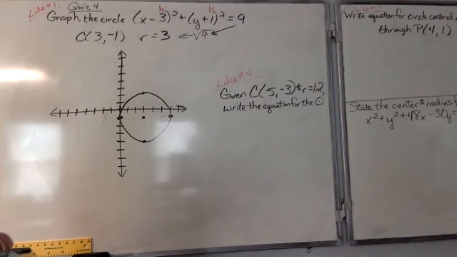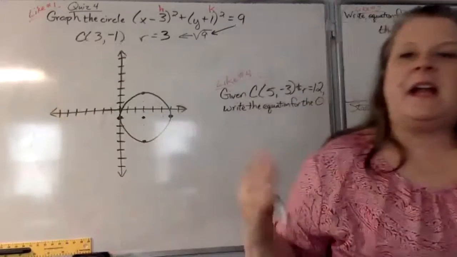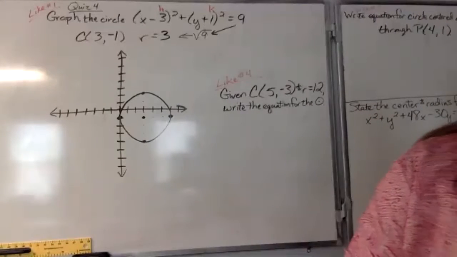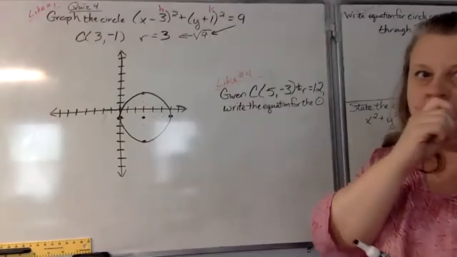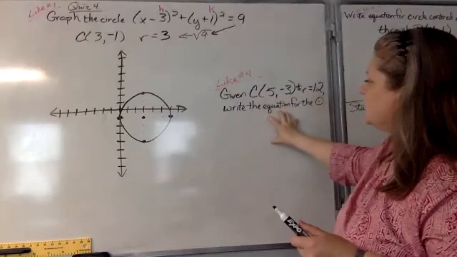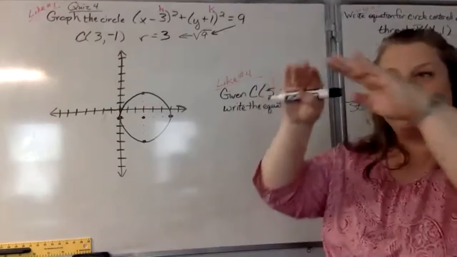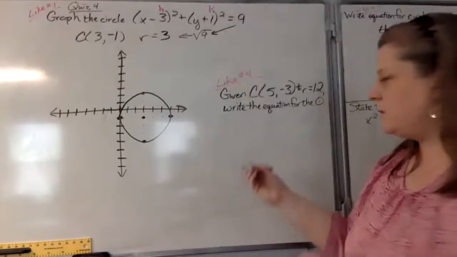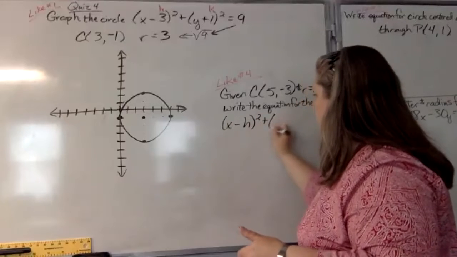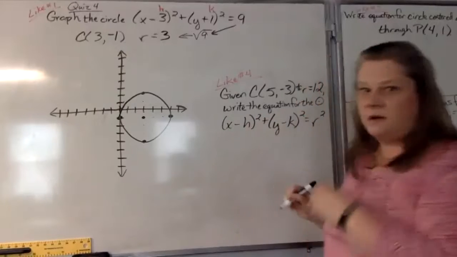All right, now this next one's like number 4, and I went ahead and put it here because it's just going backwards, kind of what we just did. Okay, it gives you the center and the radius, and it's wanting you to plug it into the equation. So again, on your quiz up at the top, I gave you the equation formula. Your equation formula is (x minus h) squared plus (y minus k) squared equals the radius squared.